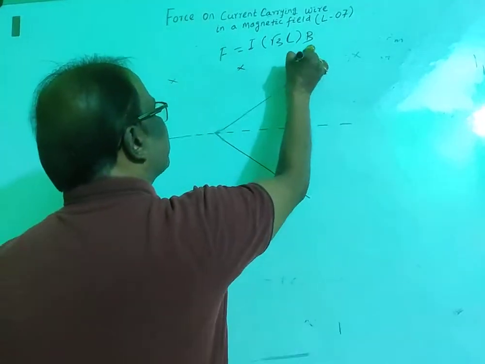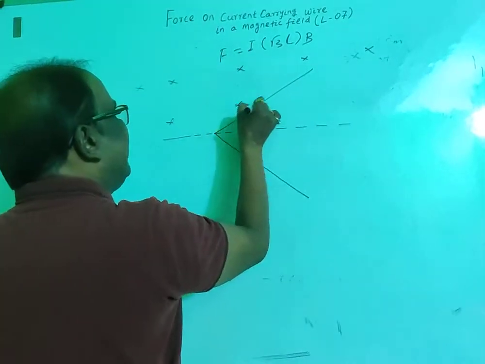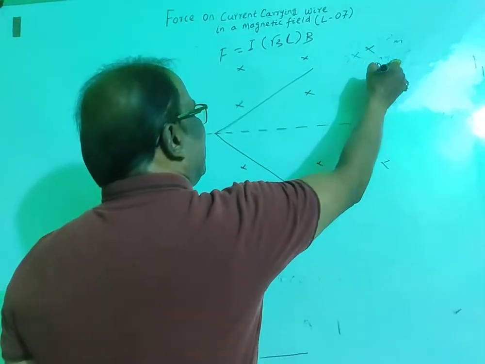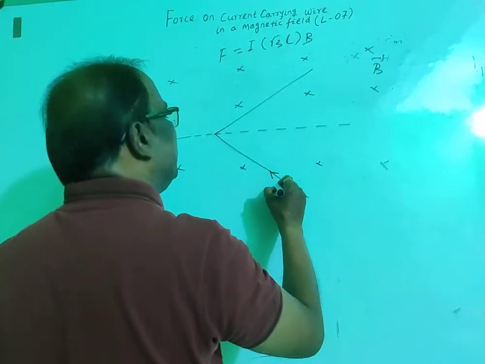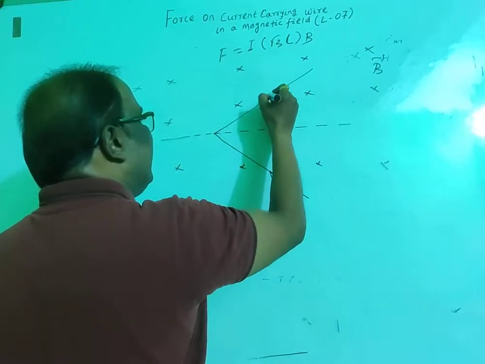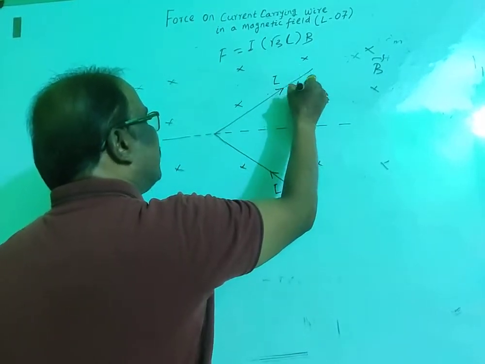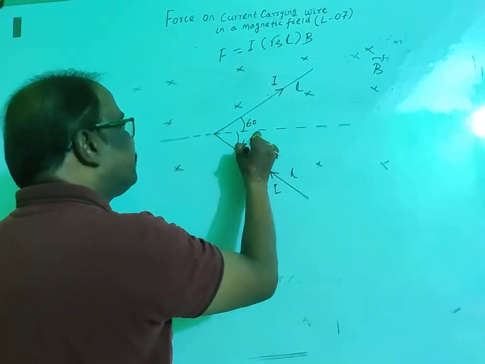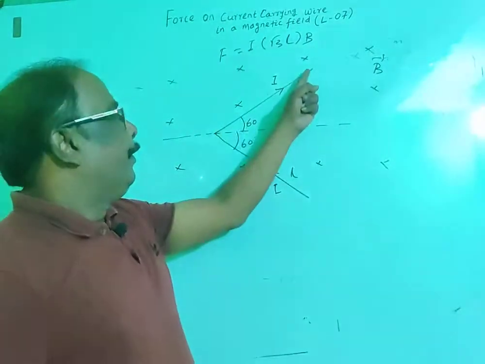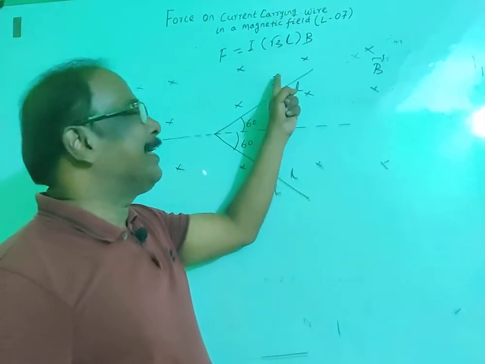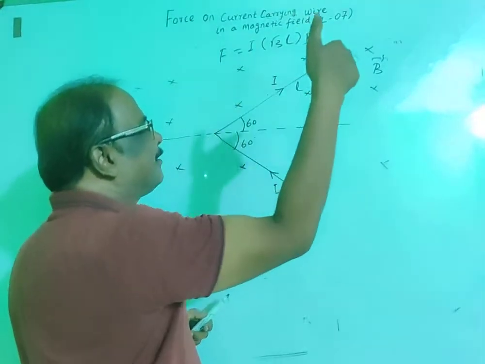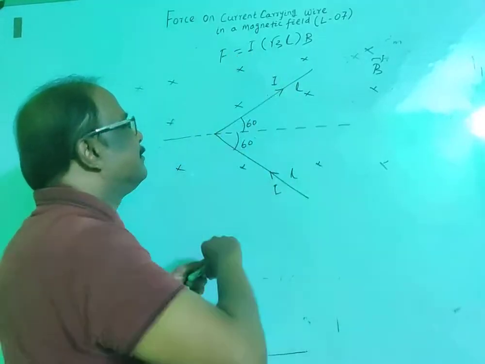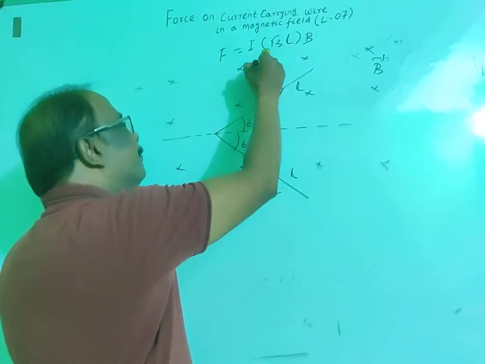Magnetic field inwards. The inward magnetic field is B. Current flowing is I. This part has length L. Current flowing is I. This part also has length L. This angle is 60 degrees. This angle is 60 degrees. So, the direction of length is along the direction of flow of current. This is the direction of length, and inward is the direction of the magnetic field, L cross B. This is the direction of force F.